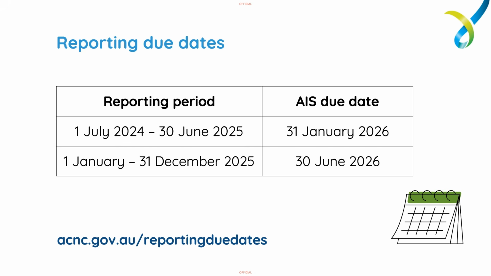If your charity was registered partway through a reporting period and you're unsure about what reporting period your first AIS should cover, we've got some helpful examples available on our website if you scroll down to the section titled Information for Newly Registered Charities. If you're still unsure or need a bit of extra help, feel free to give us a call on the 132262 number.